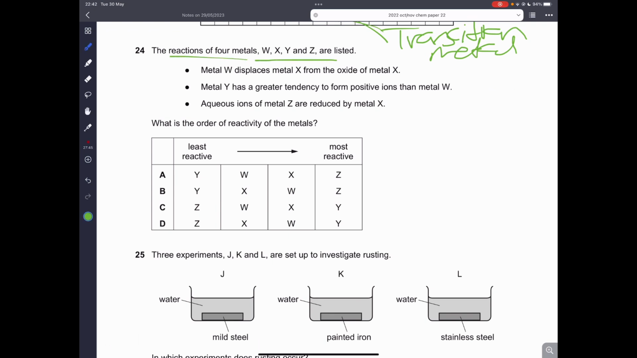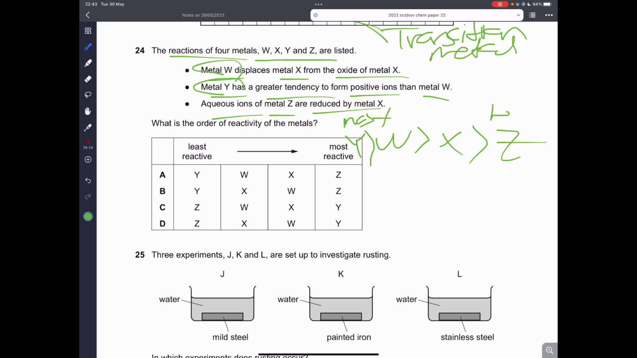24. The reactions of four metals W, X, Y, and Z are listed. Metal W displaces metal X from the oxide of metal X. Metal Y has a greater tendency to form positive ions than metal W. Aqueous ions of metal Z are reduced by metal X. Okay, if a metal can displace another metal from its oxide, then W is more reactive than X. Y is more reactive than W. And X is more reactive than Z. This is the order from most reactive to least reactive, but the question is asking least to most, so it is in a different order: Z, X, W, and Y. So C is the correct answer.